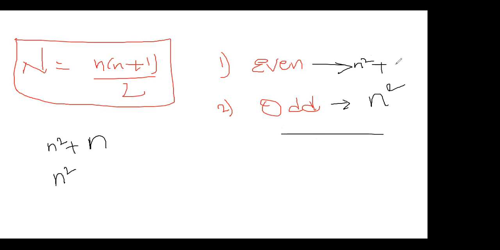N square plus n. This is the formula. Now check that the question number is 50. Question number 50 is asking that the sum of first n odd natural numbers is 64. What is the odd numbers formula? N square. That is equal to how much they are giving? 64.